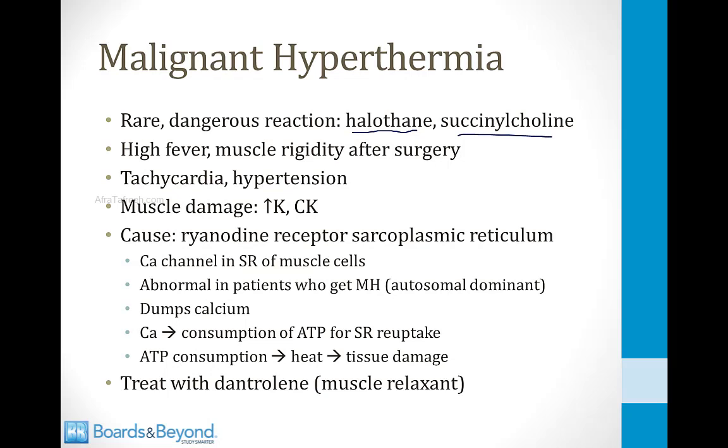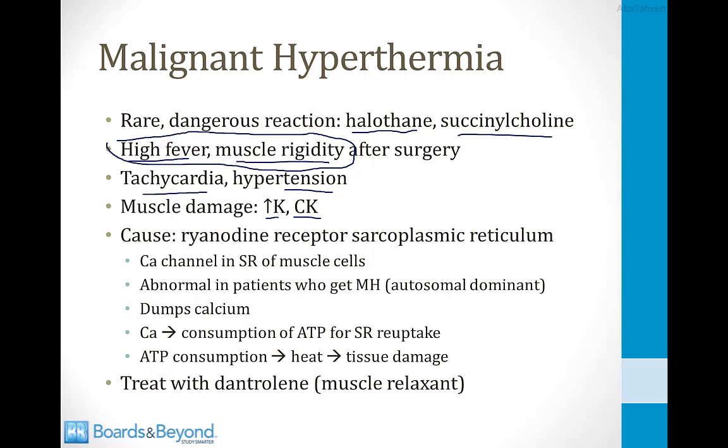These patients will wake up from surgery and they'll have a very high fever and muscle rigidity, and you should remember those two things because that's a classic presentation for a board question on malignant hyperthermia. They'll also be tachycardic and hypertensive. There will be extensive muscle damage, so potassium will spill out of their muscle, so will CK. The potassium can cause arrhythmias, the creatinine kinase can cause renal failure.